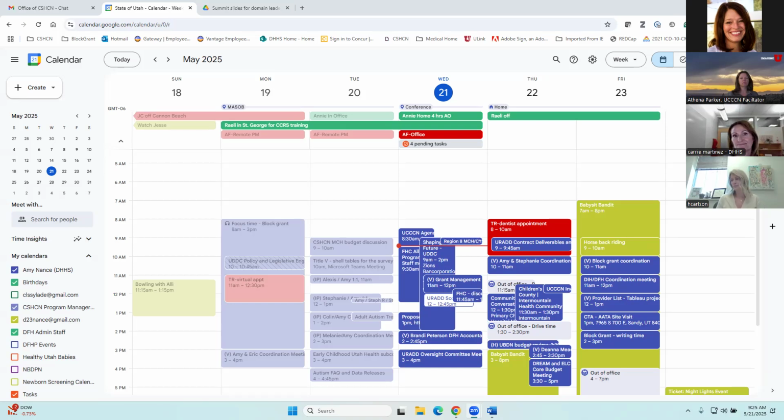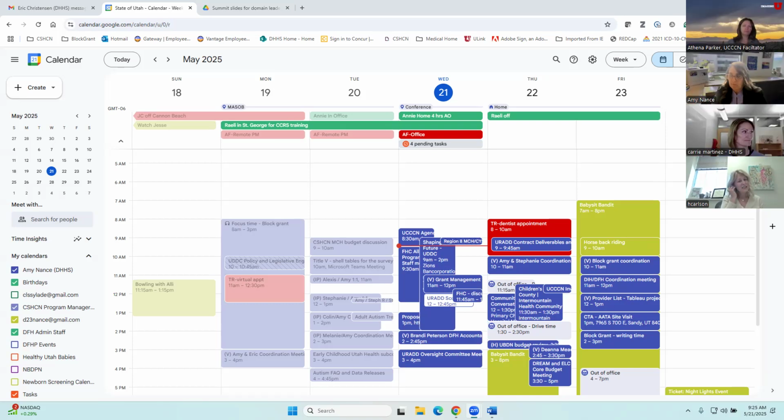Yeah. I did just want to share, these are the national priority measures that we will be working on in all of the domains. And as Stephanie mentioned, transition and medical home are what we're working on. Through the block grant, we're able to provide UCCN. We contract with the University of Utah in this collaborative relationship.